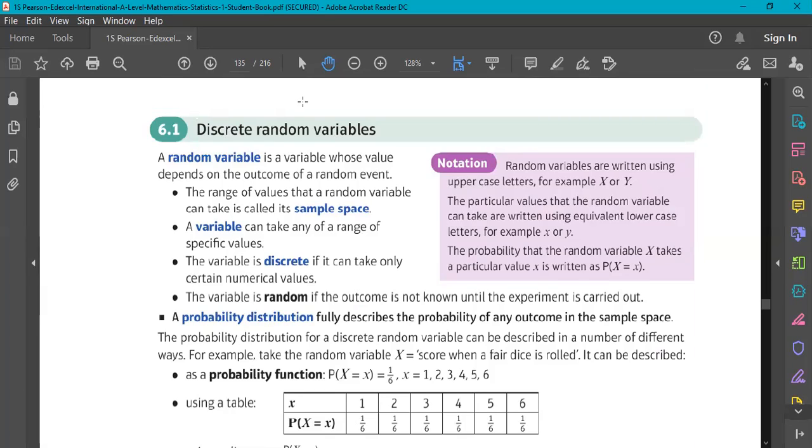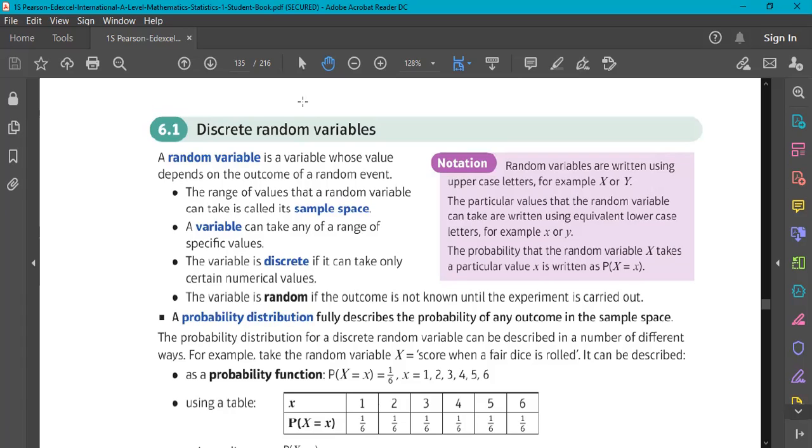Continuous data means that, for example, if I say the weight of students in a classroom, that's continuous, because I may have 70 kilograms weight, I may have 70.1, I may have 70.01. That's continuous.